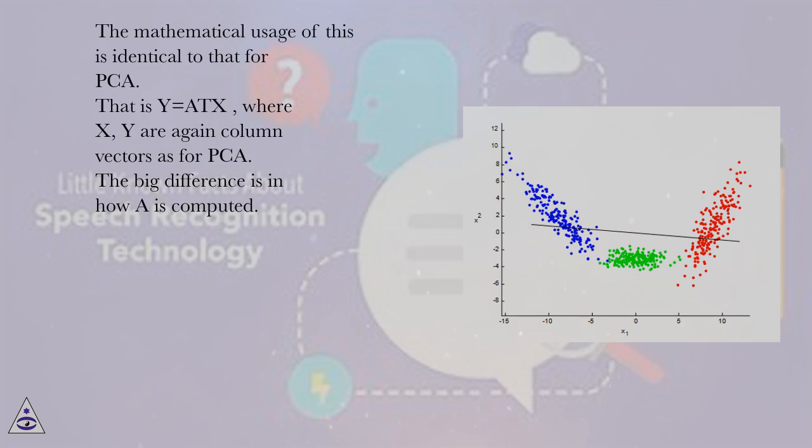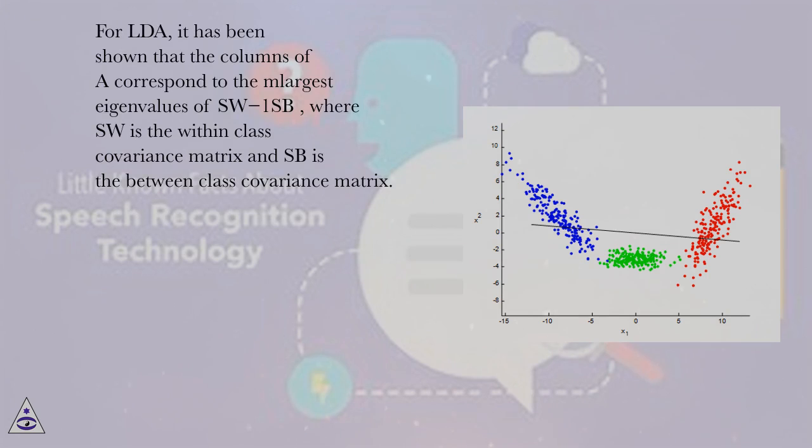The mathematical usage of this is identical to that for PCA. That is y equals A^T x, where x, y are again column vectors as for PCA. The big difference is in how A is computed. For LDA, it has been shown that the columns of A correspond to the largest eigenvalues of S_W^-1 S_B, where S_W is the within-class covariance matrix and S_B is the between-class covariance matrix.